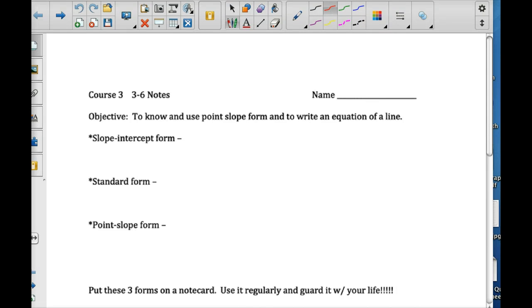Good morning, everyone. All right, we're going to review what form to write equations of a line in. Slope-intercept form and standard form already. Can somebody write slope-intercept form by now?